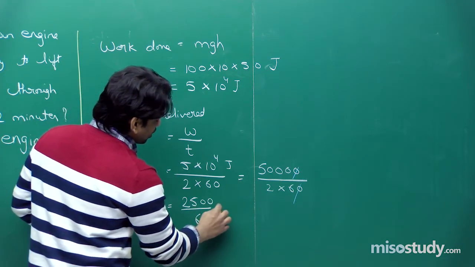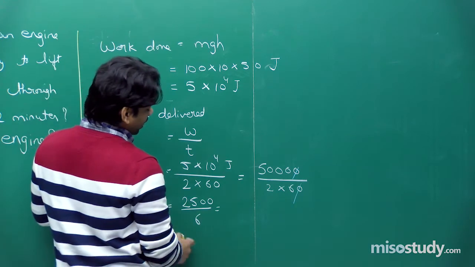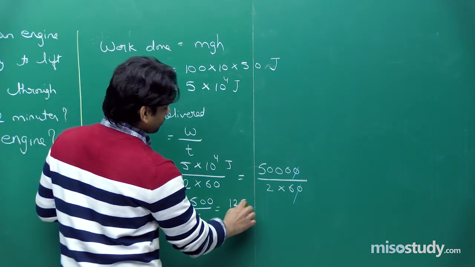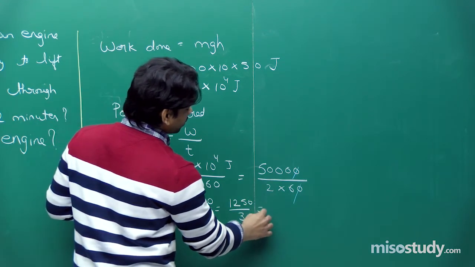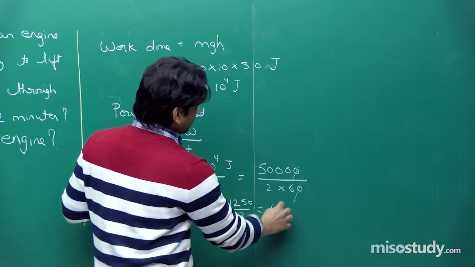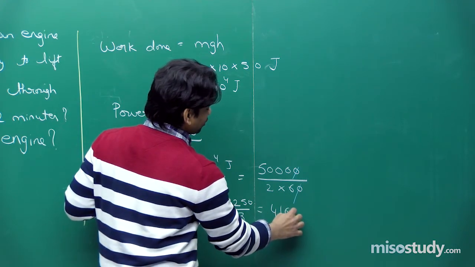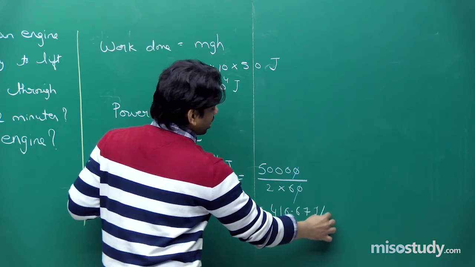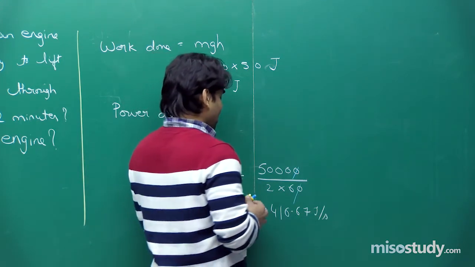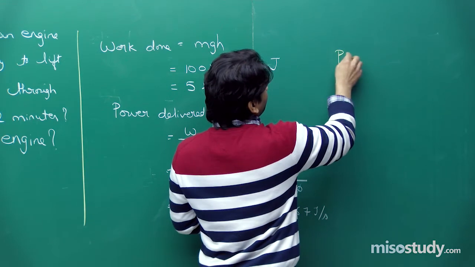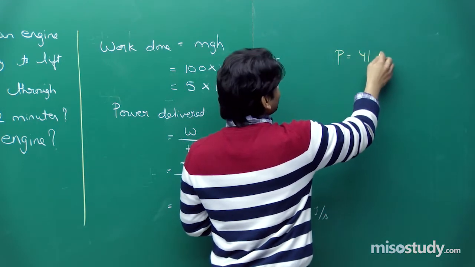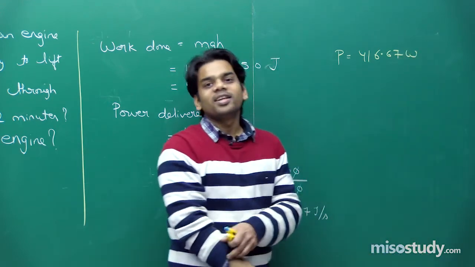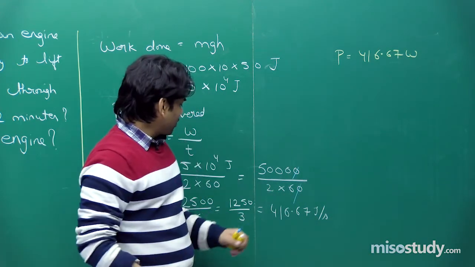2500 by 6, or in very simple words you can simplify, you will be getting 1250 by 3, and simplified further you will be having 3 4s are 12, 3 1s are 3, 220, 3 6 are 18, 220 again, so 416.67 joule per second, or we can write this as 416.67 watt.